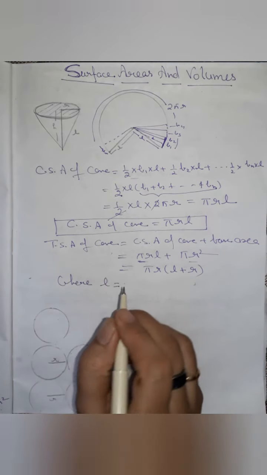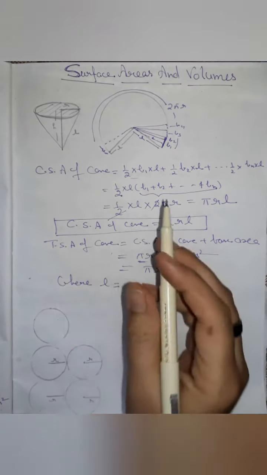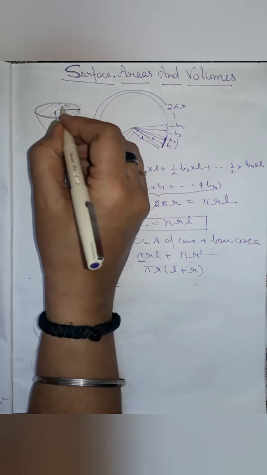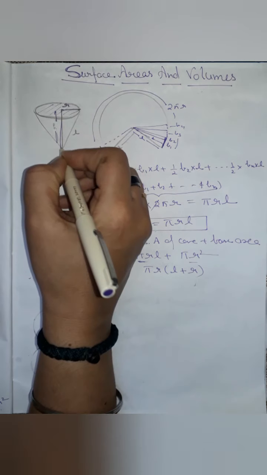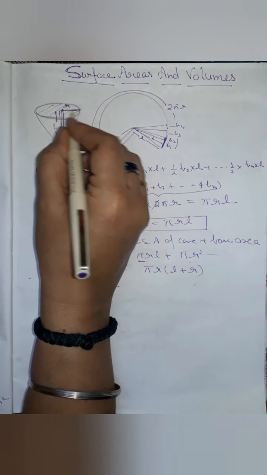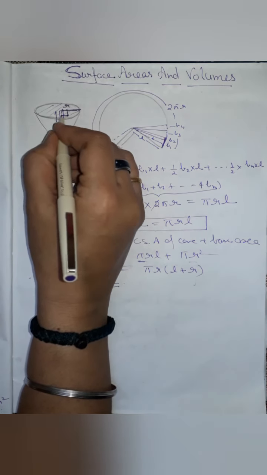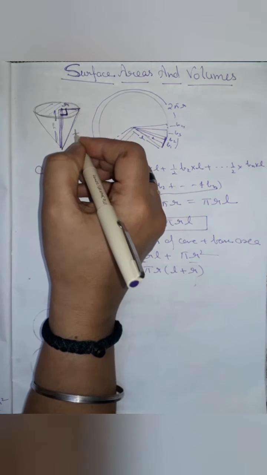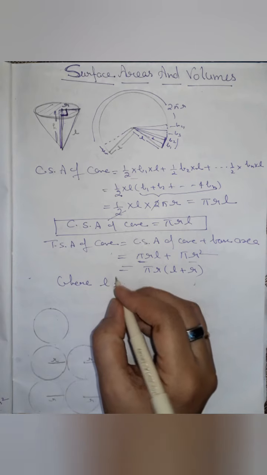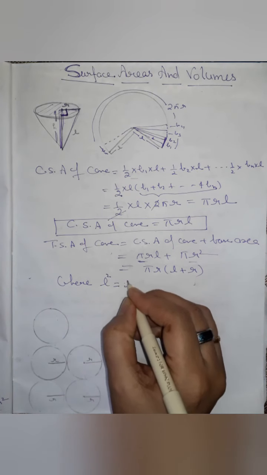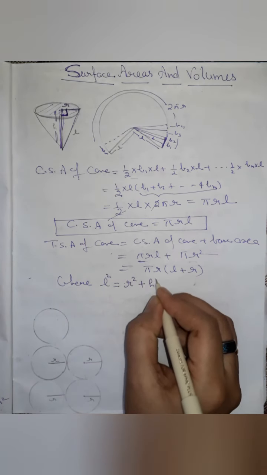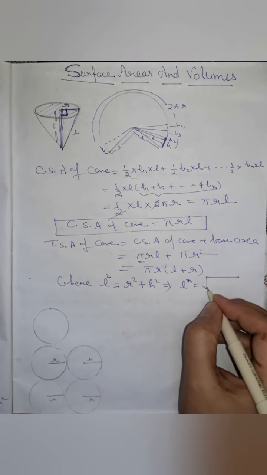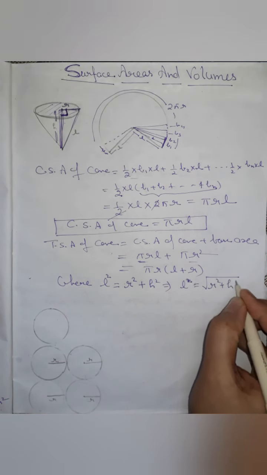Suppose you don't know L, but H is known and r is known. We can see that this is H, this is r, this is a 90-degree right angle, and this one is L, the hypotenuse of the right triangle. So L can be calculated as L square is equal to r square plus H square, or L is equal to the square root of r square plus H square.